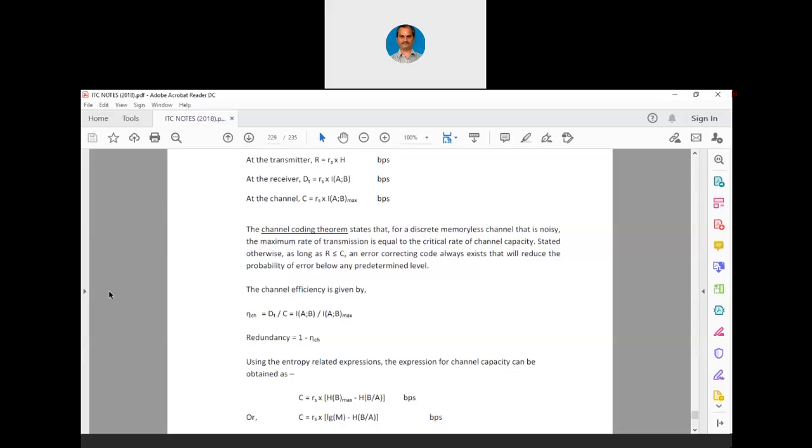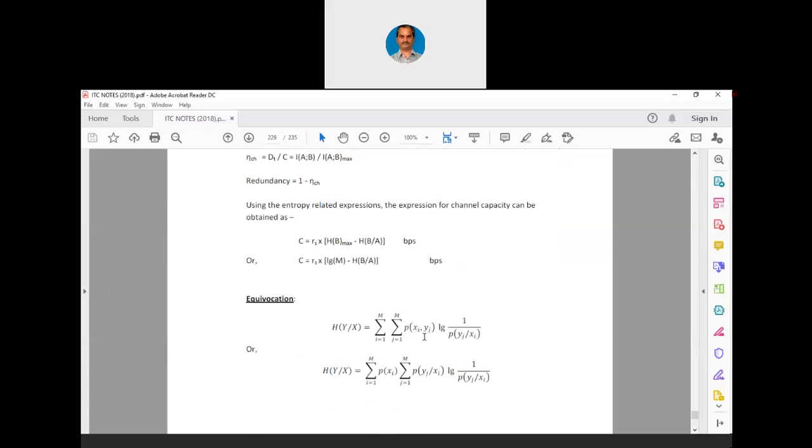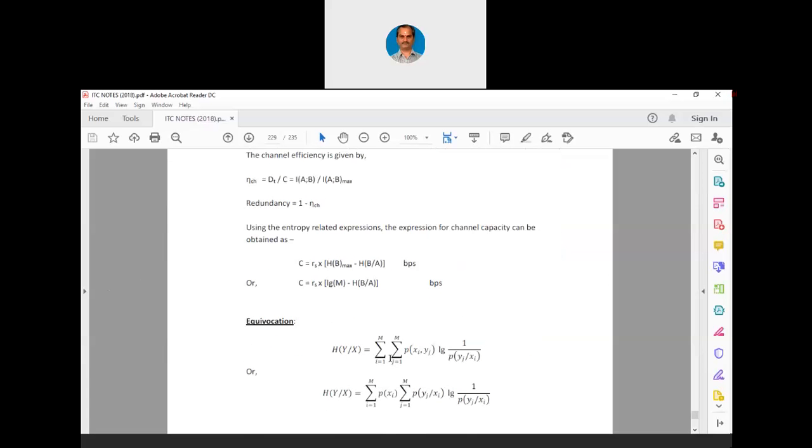In communication, what does it mean? Jam means noise. So noise should not occur that way. Communication should become uninterrupted, which means initially we should define the channel capacity. Later on, we should decide how much data to send through the channel. That is where this equivocation expression is useful.